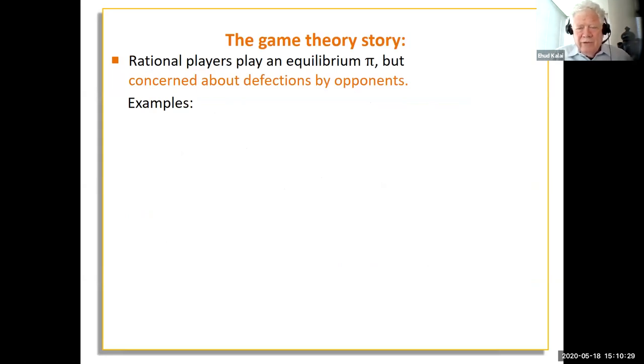So my overall game theory story, just to help you think it through, is that I have rational players who are about to play an equilibrium pi, but they are concerned about defections by opponents, unlike in NASH equilibrium. This actually came up many times when I was teaching NASH equilibrium to my executive students. I would define the NASH equilibrium, and they buy the idea that everybody optimizes. Then as I keep doing examples, they keep raising their hands and saying, oh, you mean I should assume that all my opponents are playing the equilibrium? I said, yes, you should assume that. I'm trying to justify it, but it's very hard to justify this total trust that all my opponents are going to play the equilibrium.